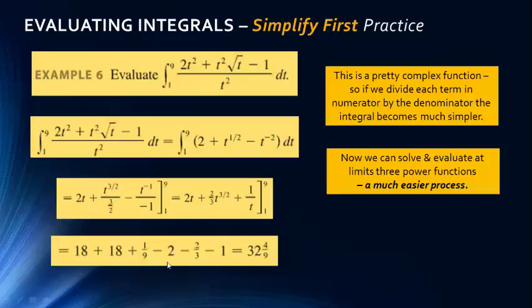Be careful with subtraction. And remember, all definite integrals are subtraction. The upper value minus the lower value. So use parentheses here and be very careful. Again, the square root of 1 is 1. 1 cubed is 1 times 2/3. And then 1 over 1 is 1. And then you do the math and you get 32 and 4/9.